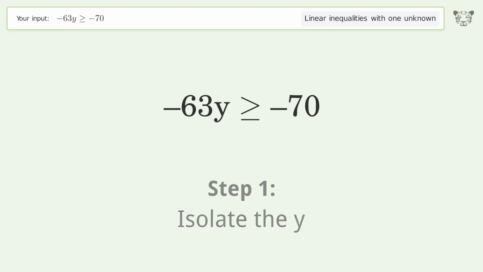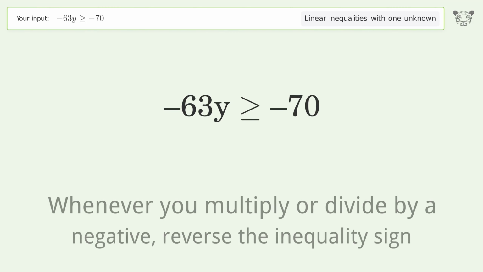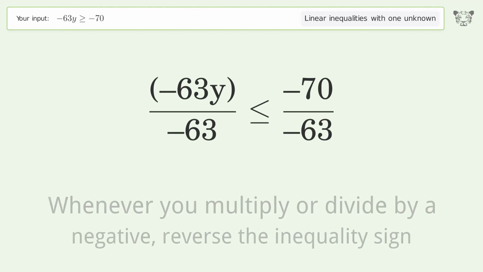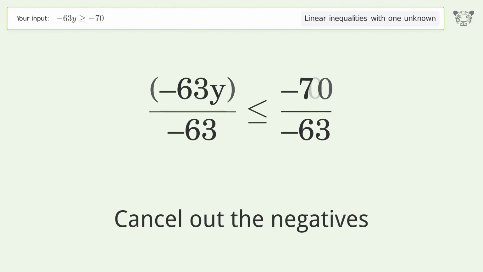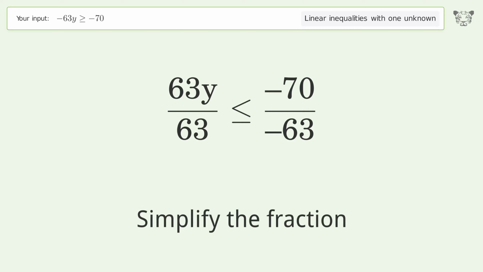Isolate the y. Divide both sides by -63. Whenever you multiply or divide by a negative, reverse the inequality sign. Cancel out the negatives. Simplify the fraction.